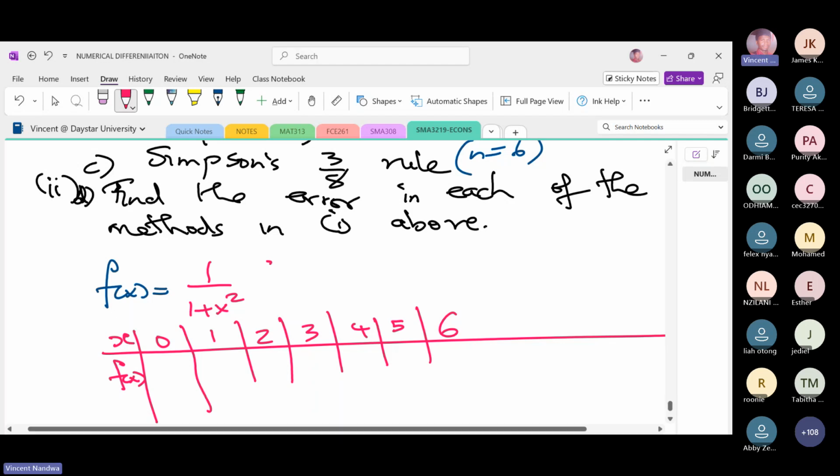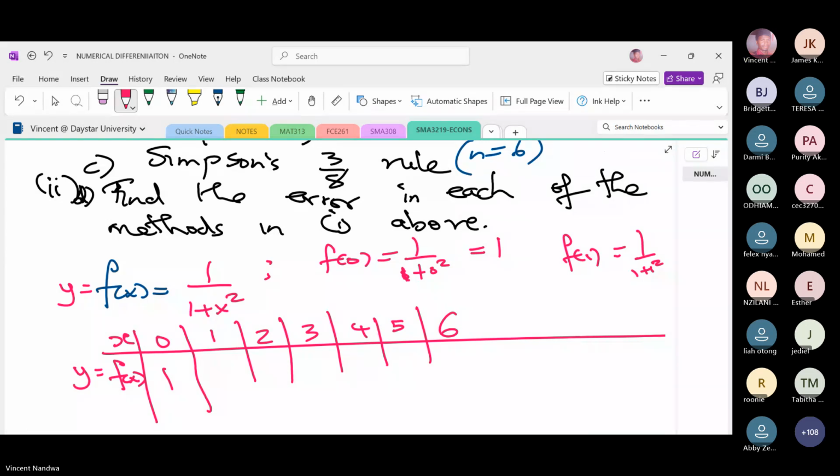So to get f of x when x is 0, you simply have f of 0 is 1 over 1 plus 0 squared, which will give us 1. So this will be 1. Then f of 1 will have 1 over 1 plus 1 squared, which will be 0.5, or a half.